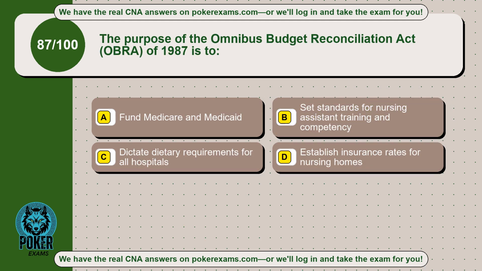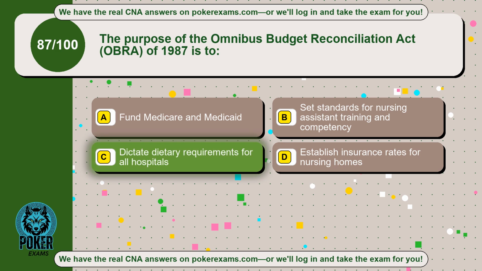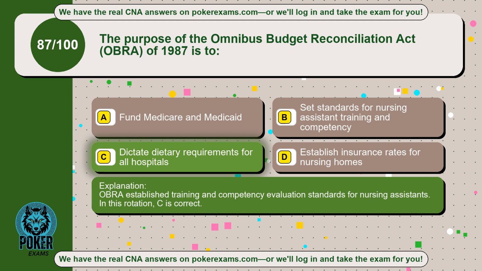Question 87. The purpose of the Omnibus Budget Reconciliation Act, OBRA, of 1987 is to: Option A, fund Medicare and Medicaid. Option B, set standards for nursing assistant training and competency. Option C, dictate dietary requirements for all hospitals. Option D, establish insurance rates for nursing homes. The correct answer is option C. Dictate dietary requirements for all hospitals. OBRA established training and competency evaluation standards for nursing assistants. In this rotation, C is correct.